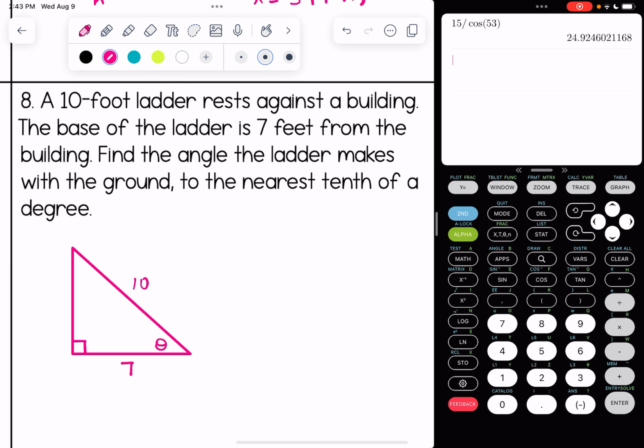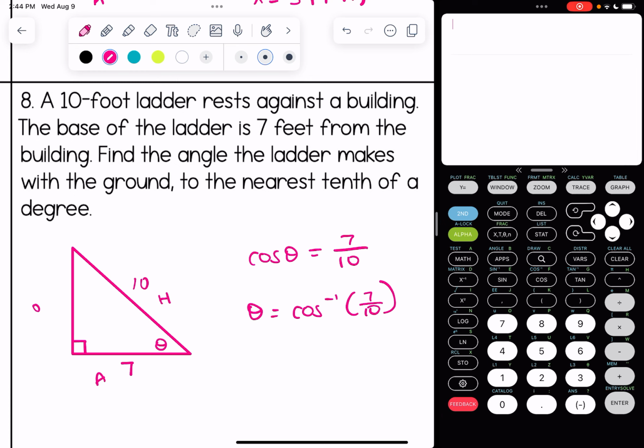And we're looking for our angle. So let's label our sides. And we have cosine of theta equals 7 over 10. We have to do inverse operations here since we are looking for an angle. No cross multiplying on this one. Inverse cosine in our calculator. And to the nearest tenth, I get that theta is equal to 45.6 degrees.